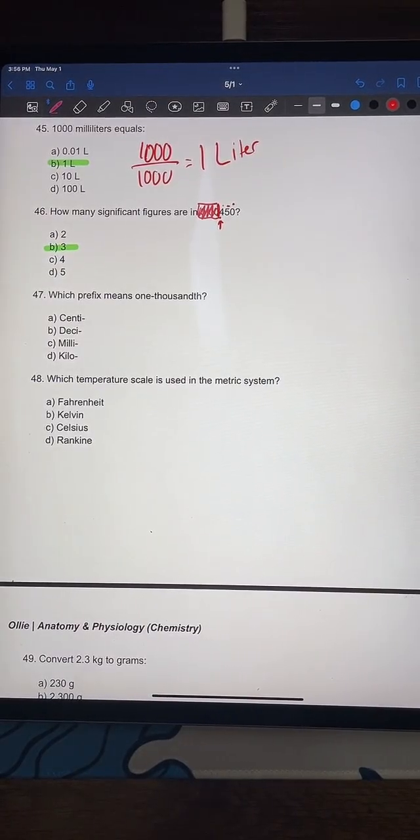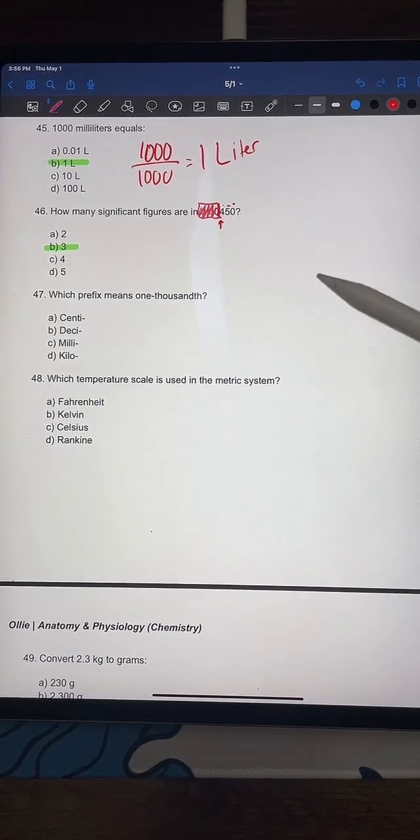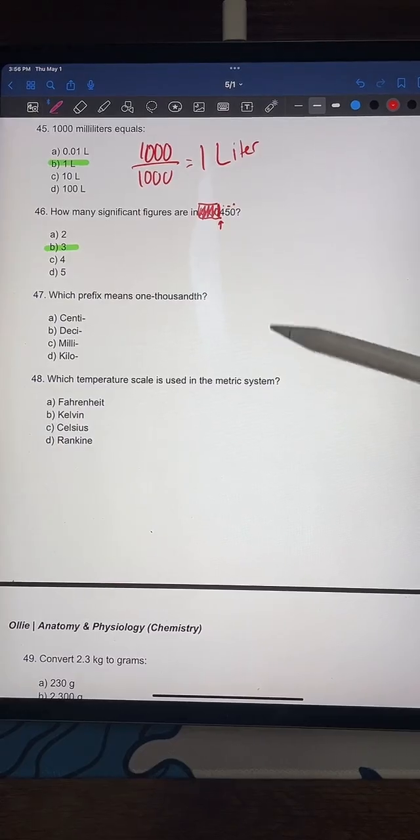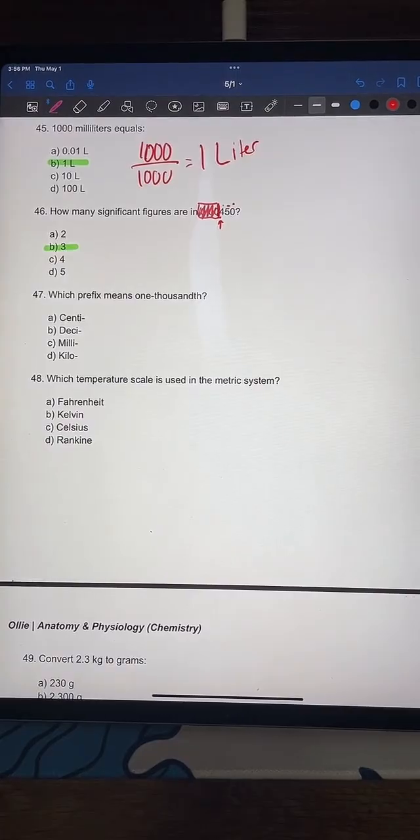And so the 4 and the 5 are non-zero digits. They are always significant. The trailing 0 after the 5 is also significant because it comes after the decimal point and after a non-zero digit. It indicates the measurement that was made to the 100th place. So it does count.